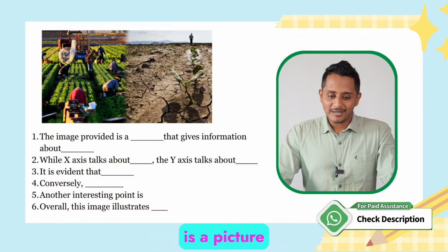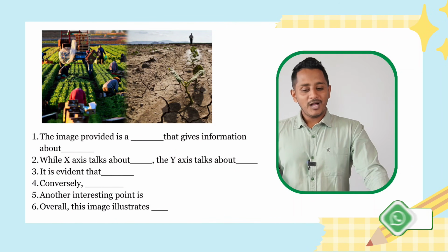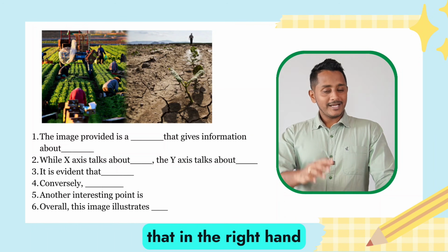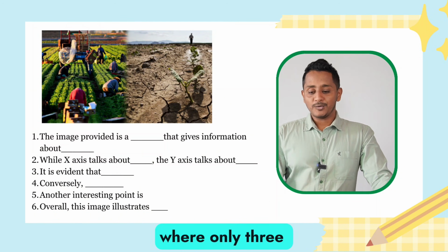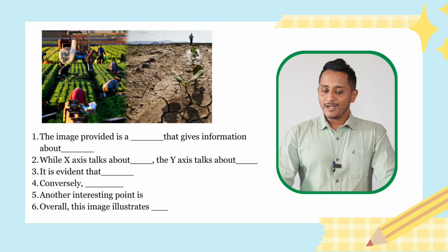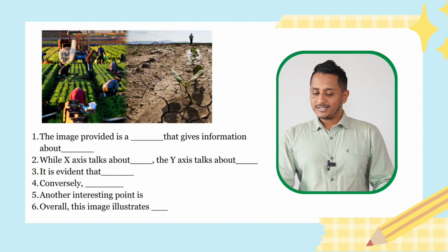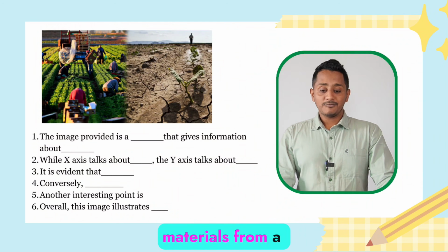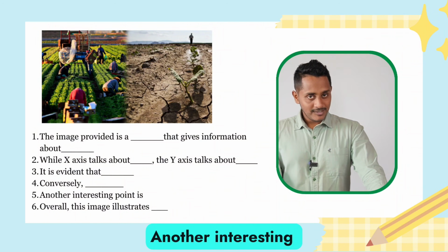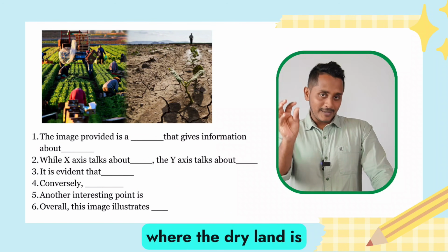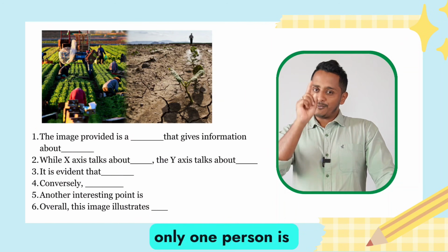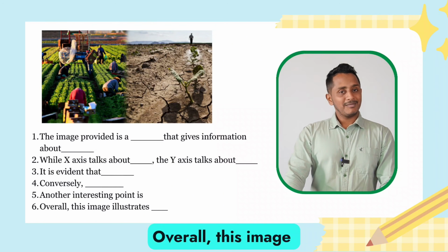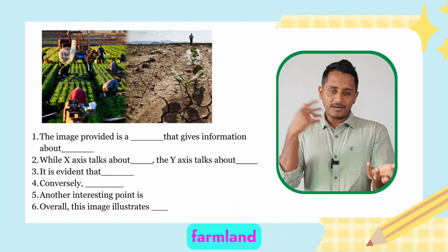The image provided is a picture that gives information about how the dry land and the farmland are distinguished. It is evident that on the right hand side of the picture, there is a dry land where only three plants are planted. Conversely, on the left hand side, there is a farmland in green color, and there are so many people transporting the materials from a tractor. Another interesting point is on the right hand side, where the dry land is specified, only one person is standing, but on the left hand side there are so many people in the farmland. Overall, this image illustrates the distinction between a farmland and a dry land.